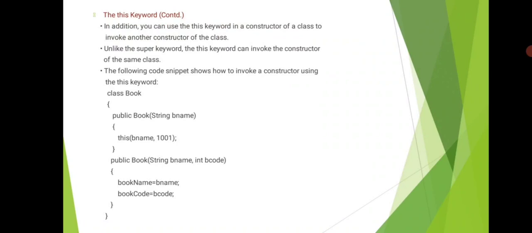Okay, in addition you can use this keyword in a constructor of a class to invoke another constructor of the class, right? So how it works, we see here. Like the super keyword, this keyword can also invoke the constructor of the same class. There the super keyword was calling the superclass constructor inside the subclass. But with this keyword we can call another constructor, one constructor inside another constructor, using this keyword, but it should be in the same class. It can call a constructor in the same class.